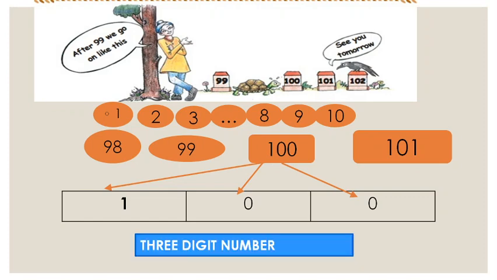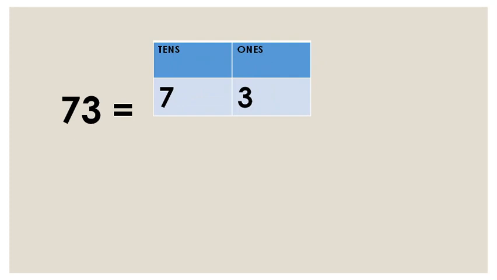Now let's go into the flashback of class 2. Let's take an example of a 2-digit number. We know that there are two places in a 2-digit number, those are tens and ones. There is a number, 73. In this number, how many tens are there? 7 tens are there. And how many ones are there? 3 ones are there. When we expand it, it will become 70 plus 3. 7 tens means 70, and 3 ones means 3. So the expanded form of 73 will be 70 plus 3.